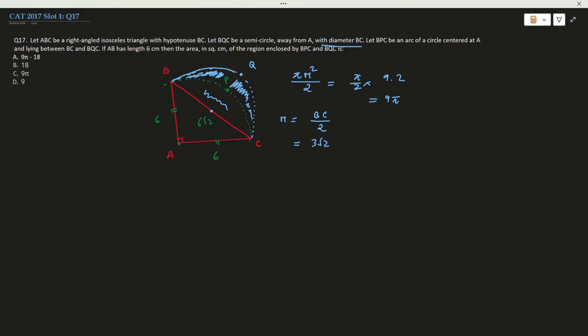Alright, I am calculating the area of this part. This is the semicircle, right? I am calculating the area of the semicircle. Now I will calculate the area of this part.